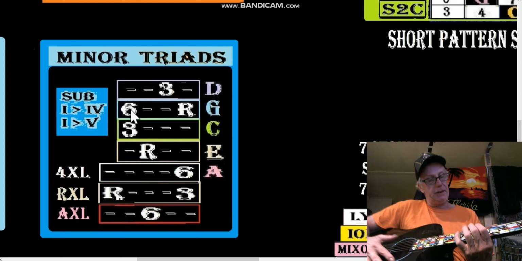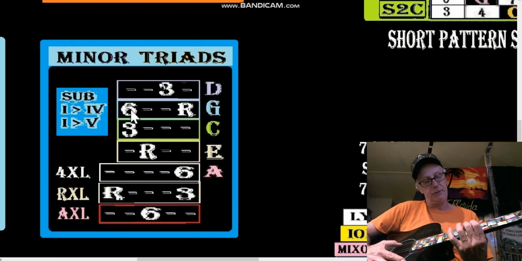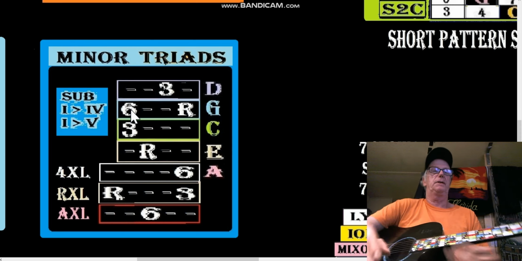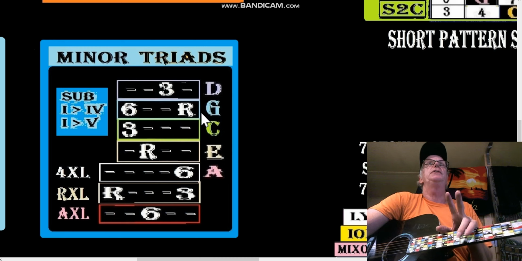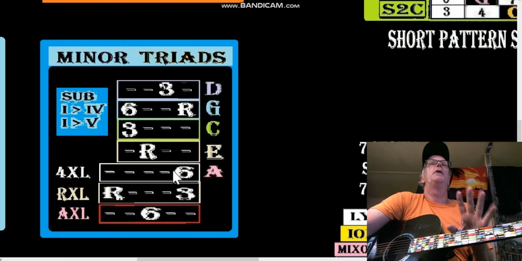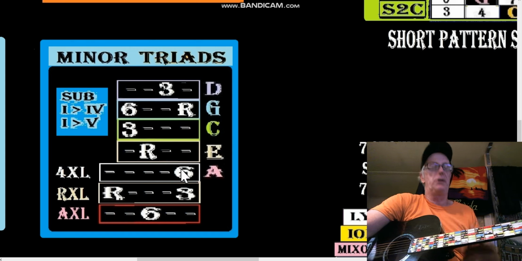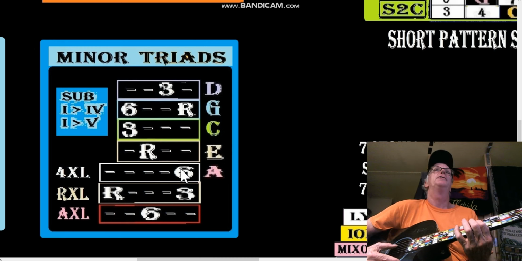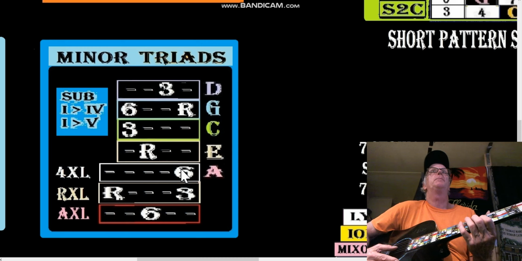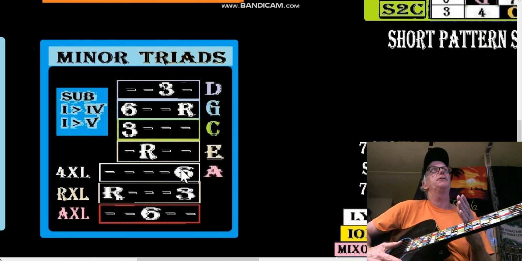We start from the G, like there, and we go 6, root. Okay, my bad. We don't go to the G shape there. We play from the A shape. We just play the minor string shapes, the minor triad string shapes. So we start on the A with the 6 there. We go to the root, which brings us to the left, and then up to the C on the 3 like that. So it's so easy. And I'm going to show you how to do the 4th and the 5th.